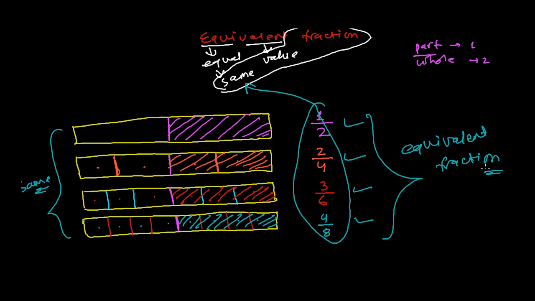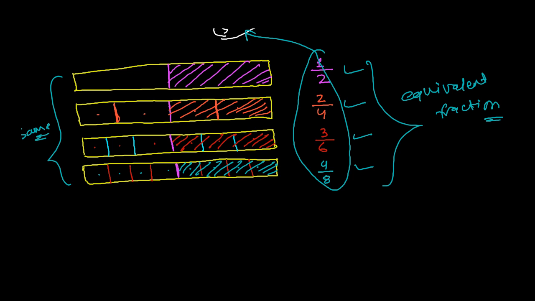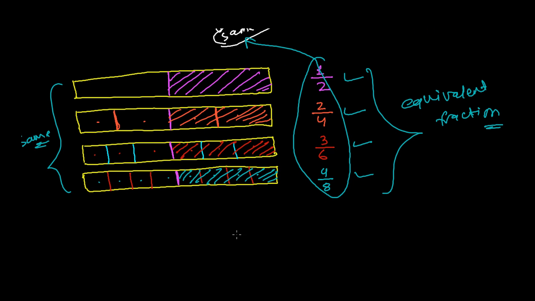Having the same value but a different representation, that does not matter. That's the equivalent fractions. So here 1 by 2, 2 by 4, 3 by 6, 4 by 8, they all represent the same thing. That's actually equivalent fractions. If you look here, it's 1 by 2, and again I can equate 1 by 2 with 1 by 2, and again with 1 by 2.